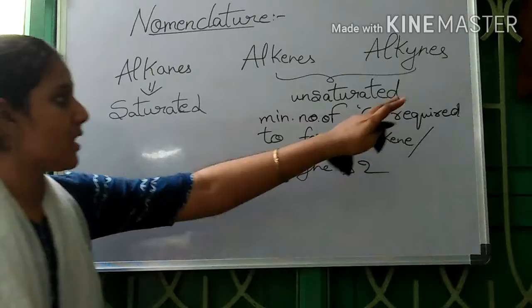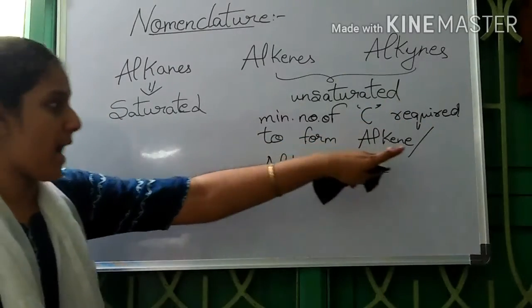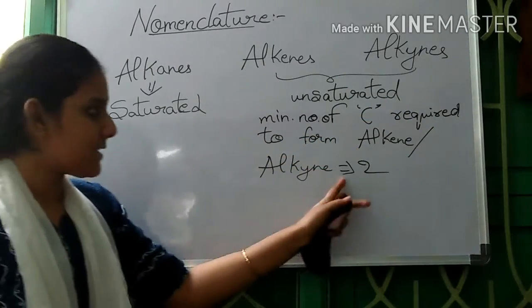Minimum number of carbons required to form an alkene or alkyne is 2.